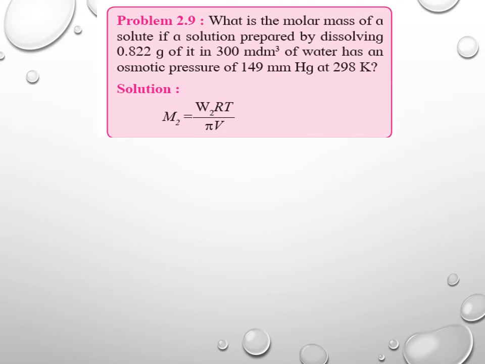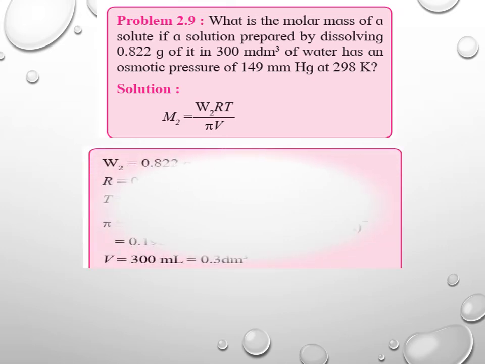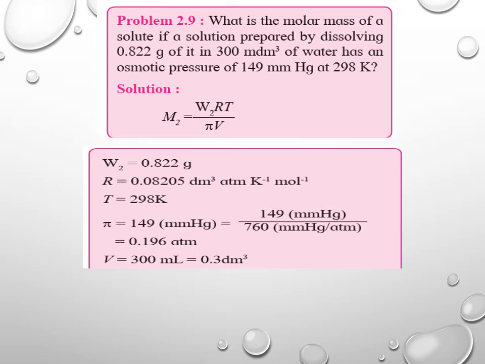Now let's see a numerical based on this. What is the molar mass of a solute if a solution is prepared by dissolving 0.822 grams of it in 300 milliliter of water, which has an osmotic pressure of 149 mmHg at 298 Kelvin? Now first we need to know the formula: M2 is equal to W2RT upon pi V.